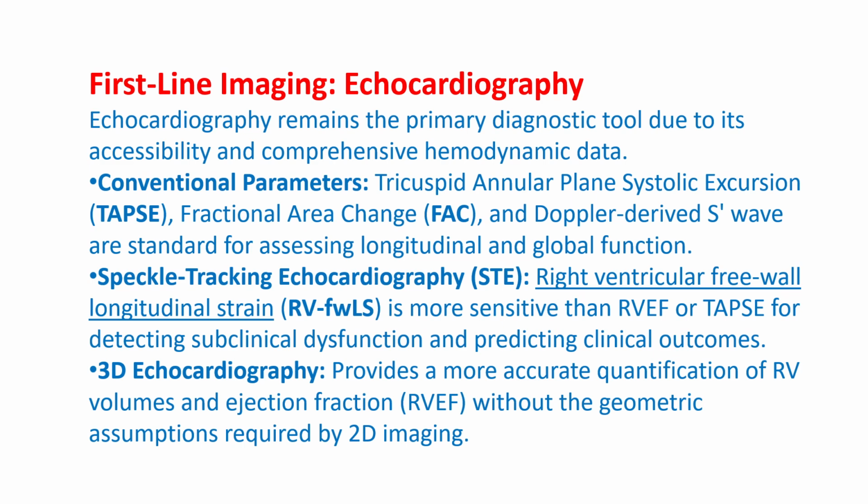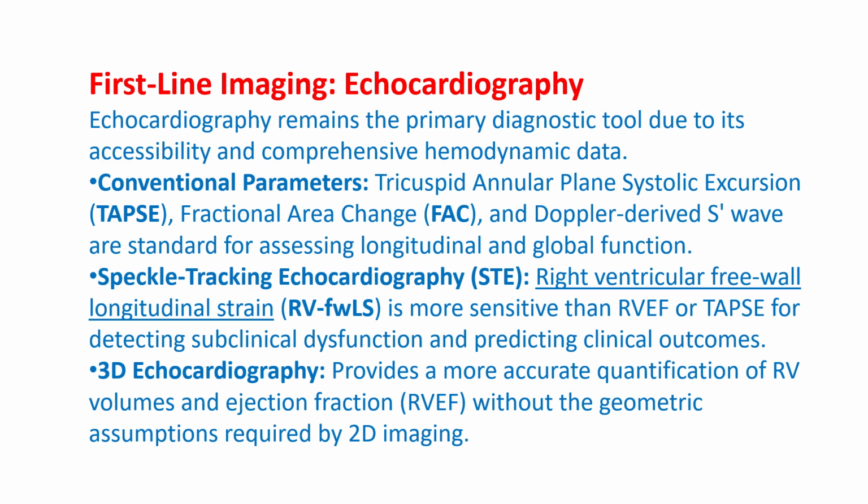Conventional parameters are tricuspid annular plane systolic excursion (TAPSE), fractional area change, and Doppler-derived S prime wave for assessing longitudinal and global function. Speckle tracking echocardiography: right ventricular free wall longitudinal strain is more sensitive than right ventricular ejection fraction or TAPSE for detecting subclinical dysfunction and predicting clinical outcomes.